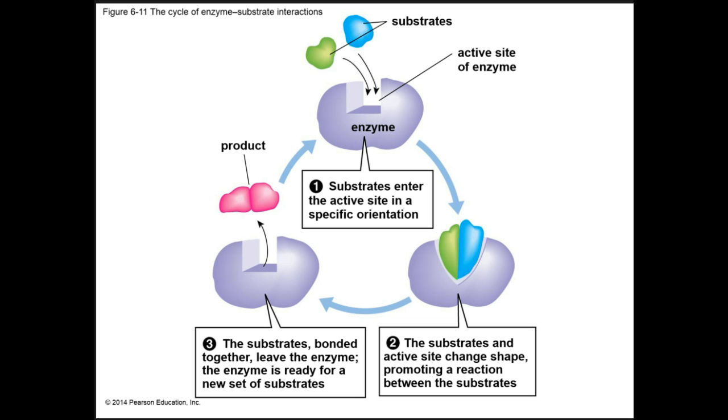Upon binding, the substrates in the active site change shape to promote a reaction. We call this the induced fit model, where the binding of the substrate causes the enzyme to change its shape such that the reaction is facilitated. When the reaction between the substrate is finished, the products no longer properly fit into the active site and diffuse away. The enzyme reverts back to its original configuration and is ready to accept more substrates.